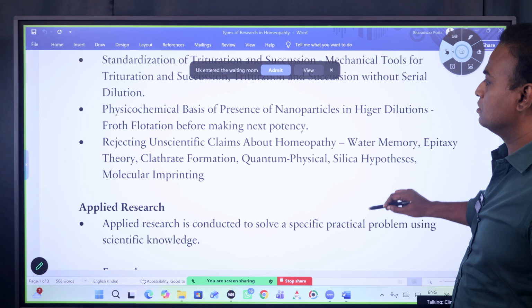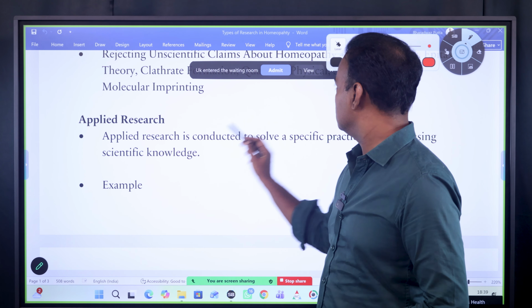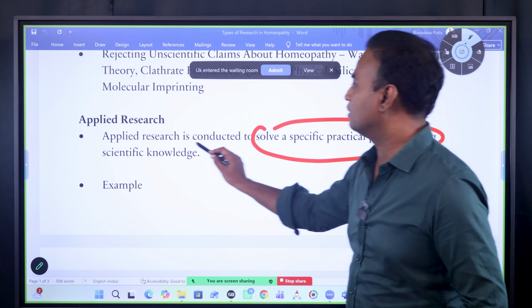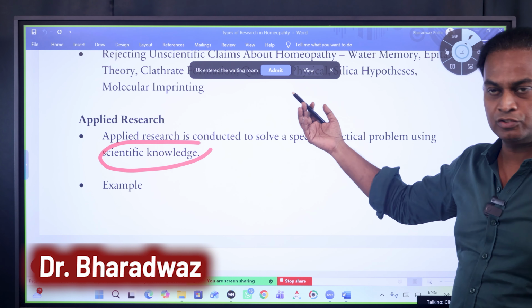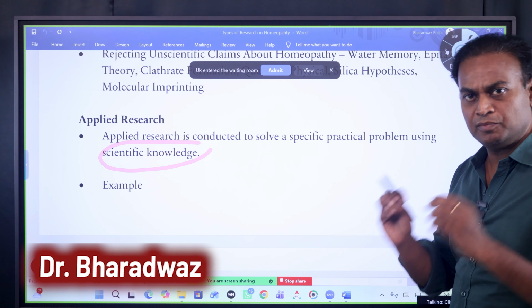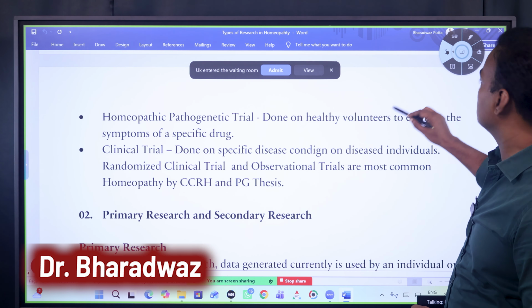Then coming to applied research, what does applied research mean? Applied research is conducted to solve a specific problem using scientific knowledge. Here it is not contributing to general knowledge. This is for a specific problem and it will have immediate effect. We can use it immediately. What are the best examples in homeopathy?